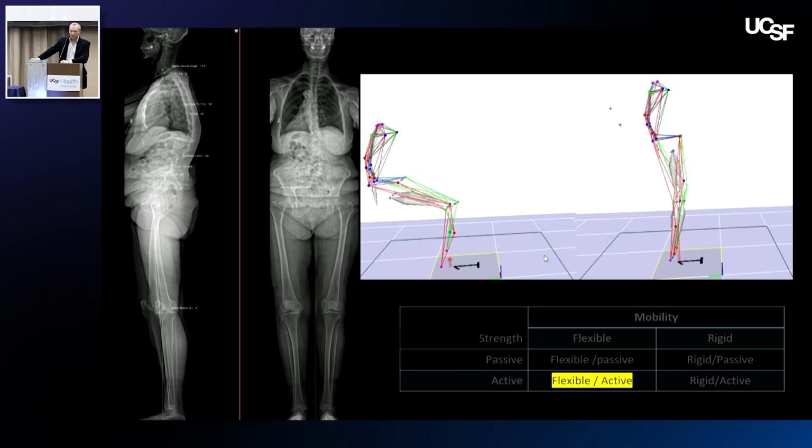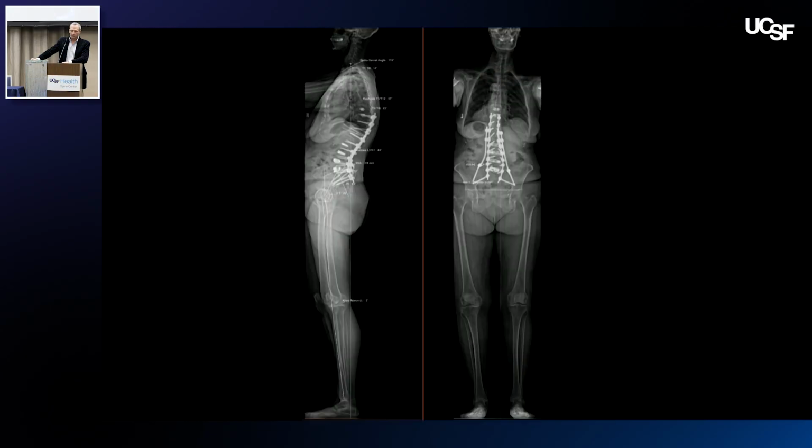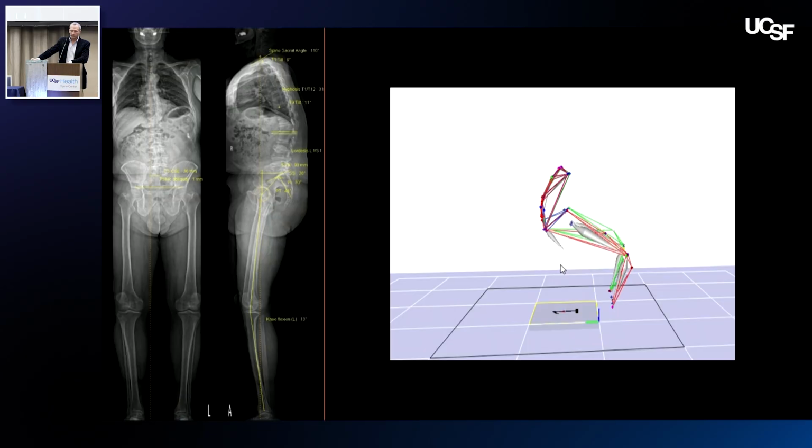Here's an example of somebody with, again, another flexible spine, able to bend forward, and then stands up pretty well. Again, pretty good.